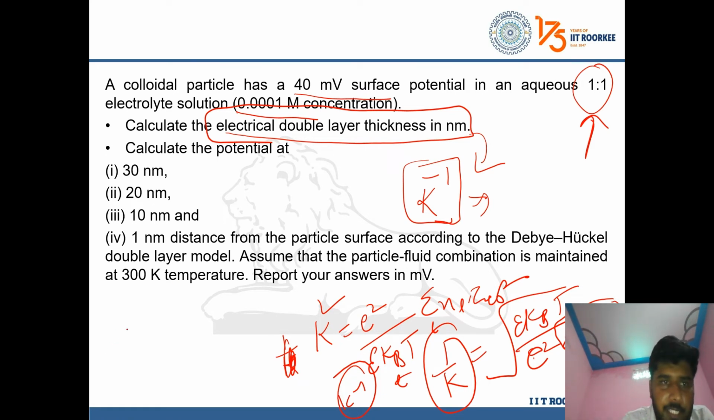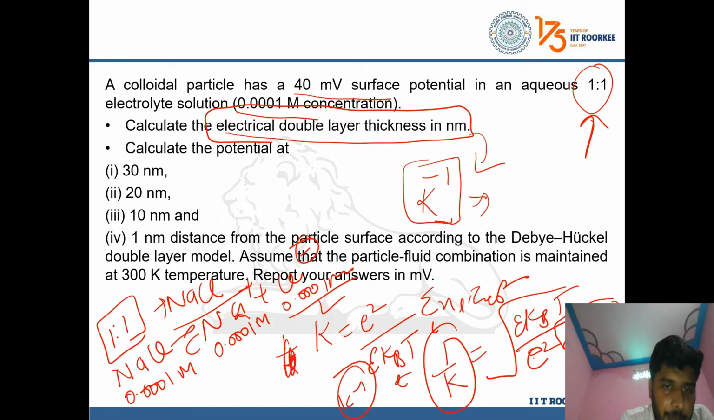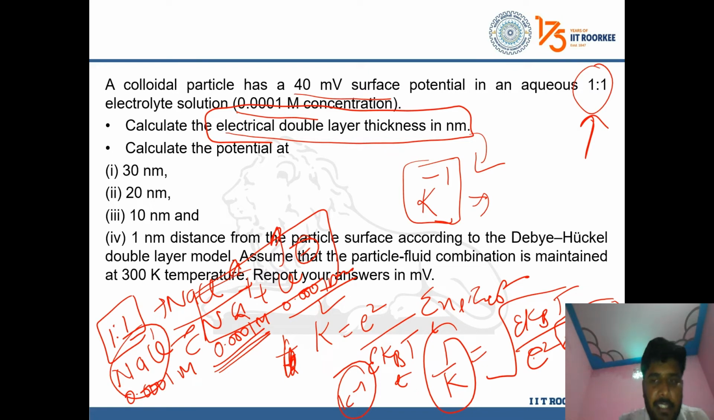So if I am saying this is a 1:1 electrolyte, or I can say NaCl, for example, it will dissociate into Na plus and Cl minus. So if it is 0.001 molar, it will form 0.001 molar concentration of sodium ions and 0.001 molar of chloride ions. So you have to put the concentration of these ions, not of the electrolytes. I will discuss in the later question.